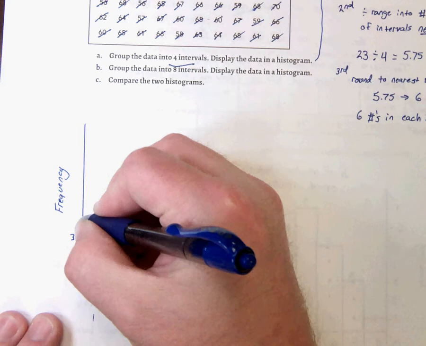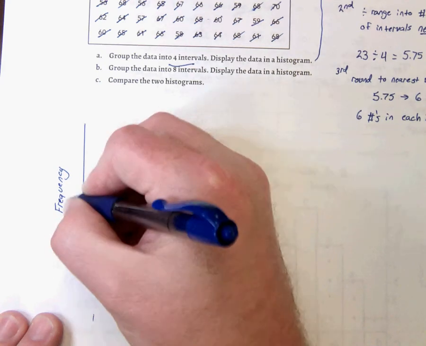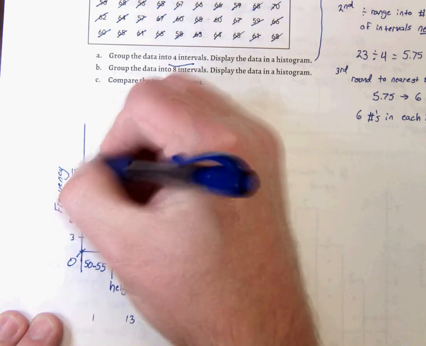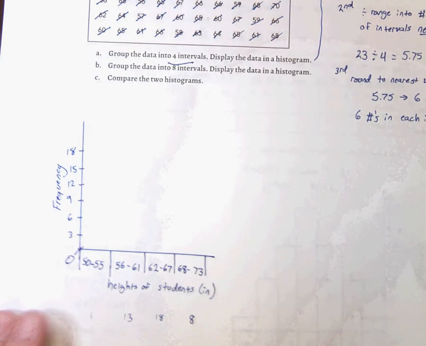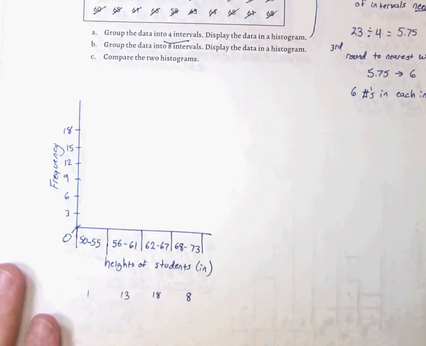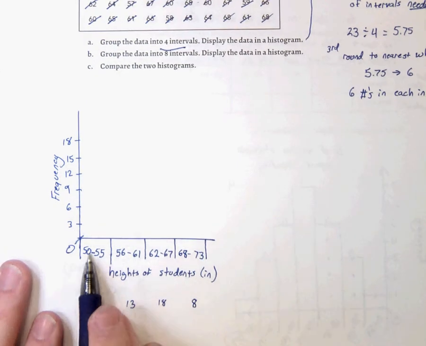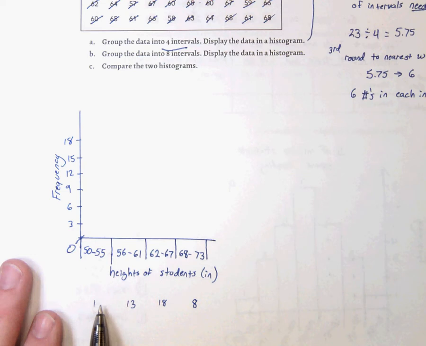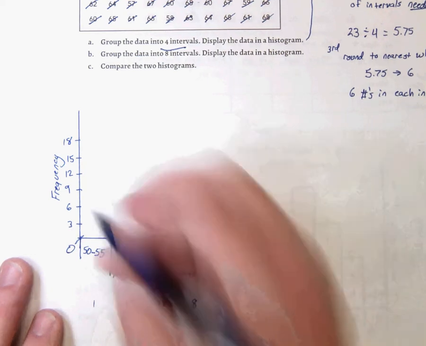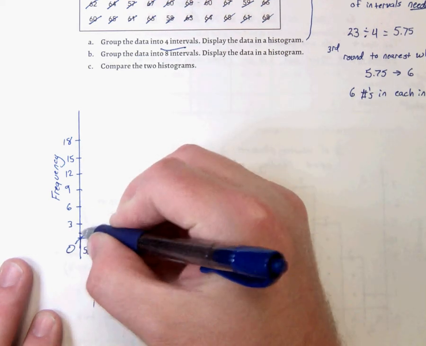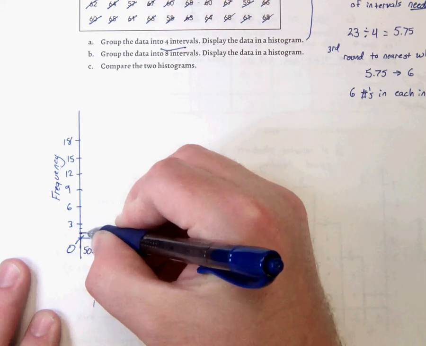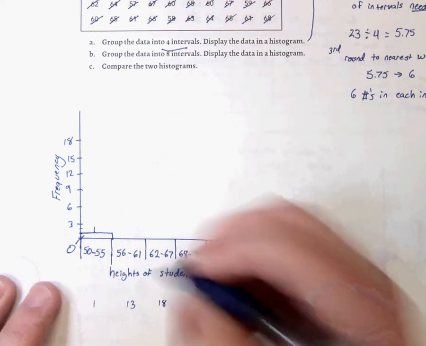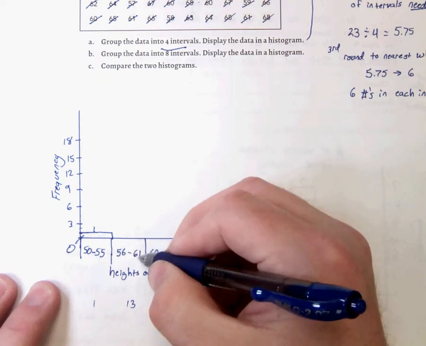All right, well, let's put these on here. So, 50 to 55. We've already done this. How many students were 50 to 55 inches? So, how many short kids? Well, there was one. One is going to be about right here. And I'm going to label it 1. Next, 56 to 61. We've already counted 13 kids. So, continuing right next to your bar, make sure they touch. Go up to 13. 13 is going to be about right here.